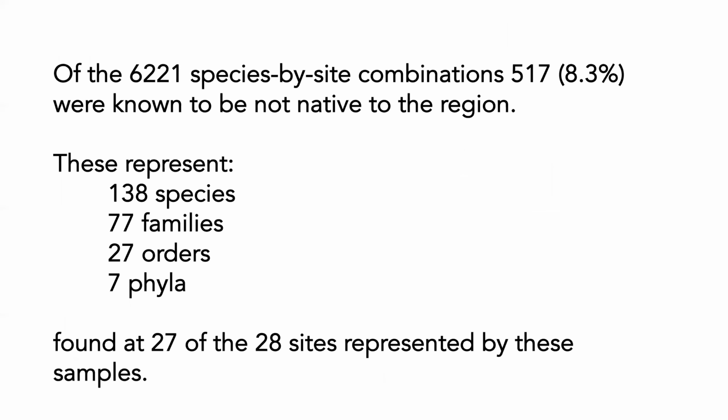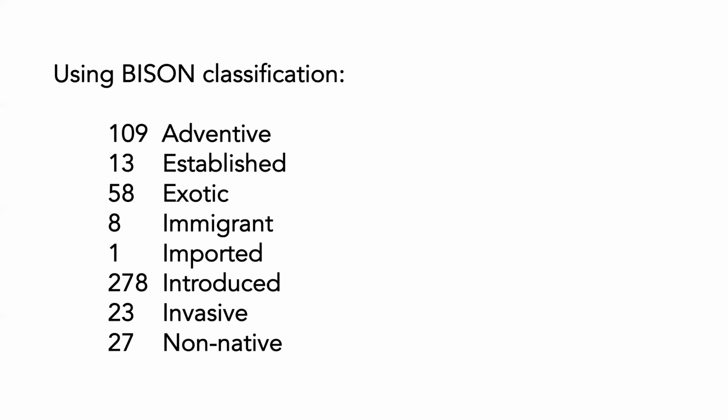But if we go back to the complete data set and not just focus on the 3 focal taxa, data set wide, there were 6,200 species by site combinations. Of those species by site combinations, 517, or just over 8%, were known to be not native to the region where they were found. So this represents 138 species from 7 phyla. And once again, they were found at 27 of the 28 sites because Niwot did not have any non-native species.